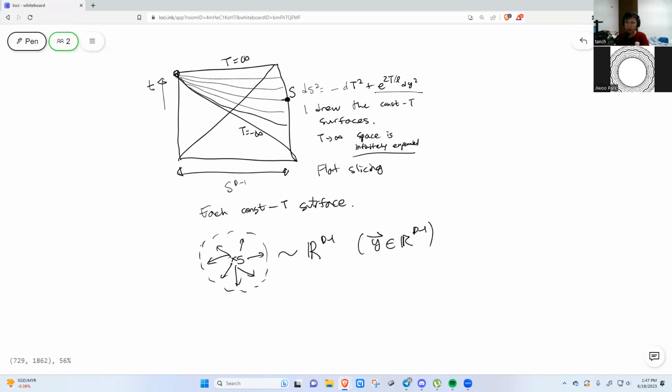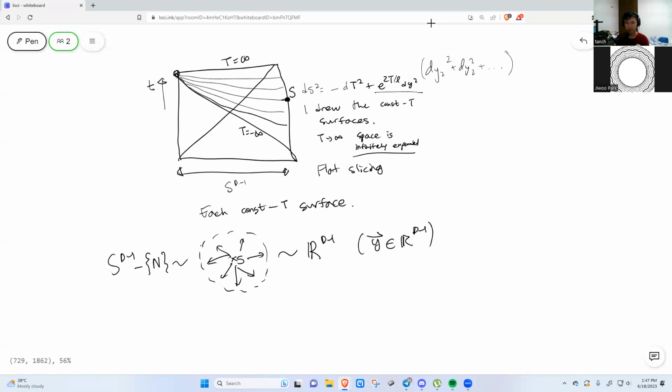Sorry, when you say dy squared, does y refer to the D minus one dimensional sphere? It's not a sphere, it's a plane. I see, so y is basically a vector of many components. Yeah, if I expand dy, it'll be dy one squared plus dy two squared and so on, all the components. Basically, each constant t surface has the topology of S^(D-1) minus the north pole, which is topologically equivalent to R^(D-1). I just wanted to point that out.